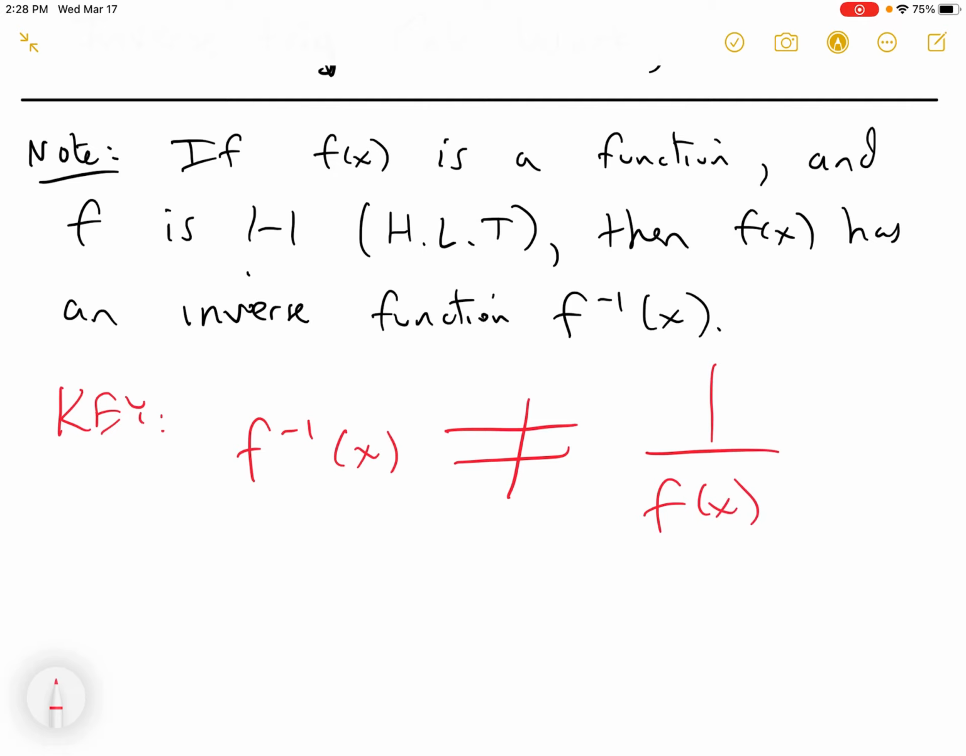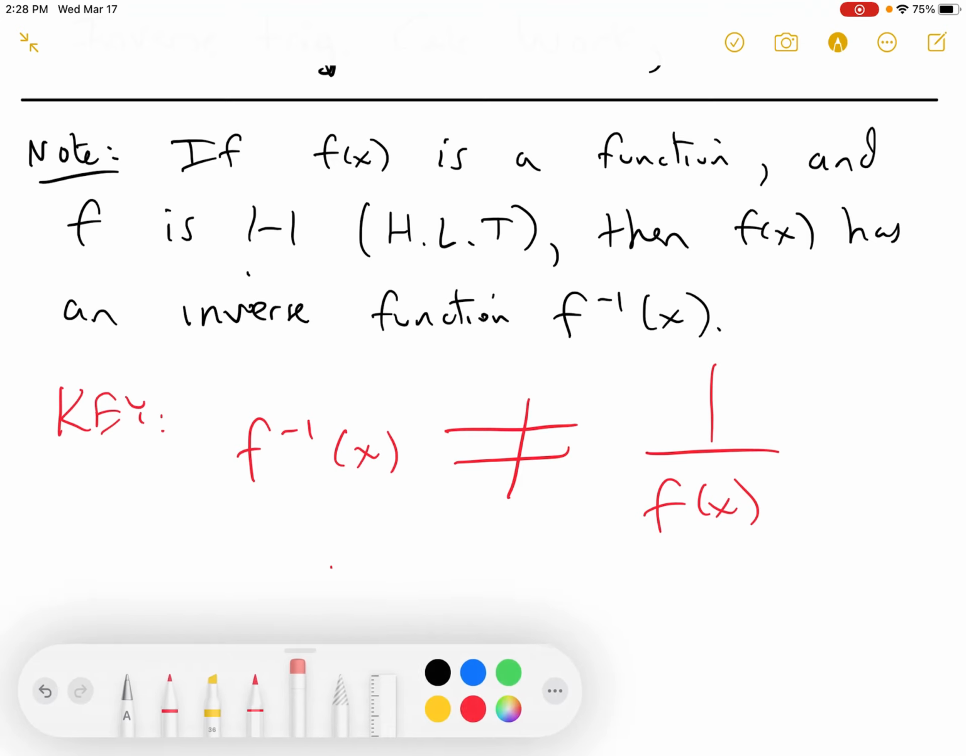We've done a disservice all these years saying the inverse is f to the minus 1, because x inverse is 1 over x. But that's just because you're working with the real numbers. You're talking about functions, you're talking about function composition, which we've talked about before with the chain rule.